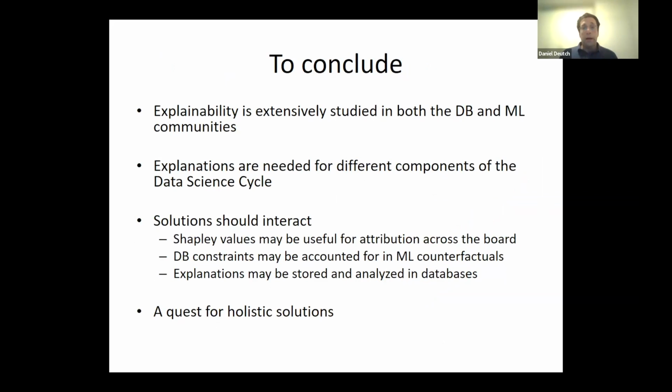So just to conclude, explainability is extensively studied in both the database and machine learning communities. We need explanations for different components of the data science cycle, and these solutions should interact. The Shapley values that are useful for machine learning may be useful for attribution across the board. If we have database constraints, we should account for them when generating machine learning counterfactuals. And if we have explanations and we have a database, we might as well store the explanations in a database, analyze them, and use the beautiful techniques from declarative databases to optimize the analysis. Thank you.